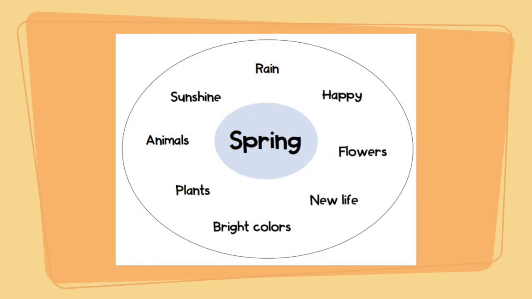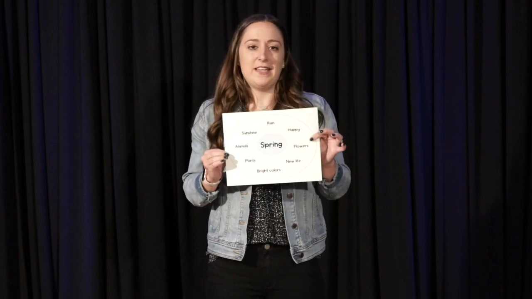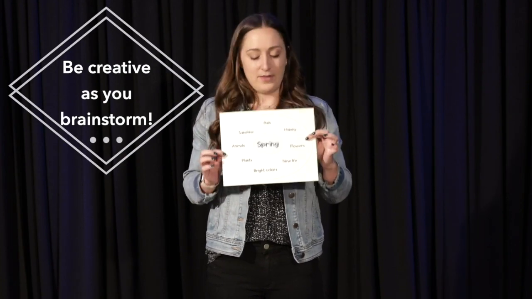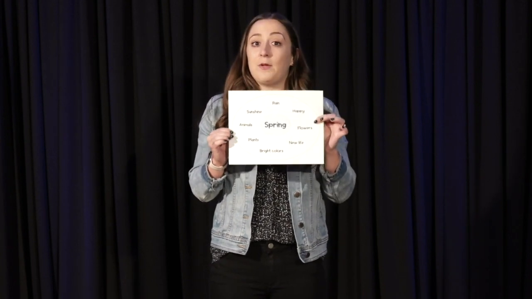Sunshine, rain, happy, flowers, new life, bright colors, plants, and animals. Your words might be some the same as mine, but you'll probably have a lot of different words from me. And that's okay. We don't need to have the same words. What is something that you thought of that's maybe different than what I thought of? After you make your circle map, you're going to go ahead and use these words to help you write your haiku poem. So I'm going to show you the example of my haiku right now.